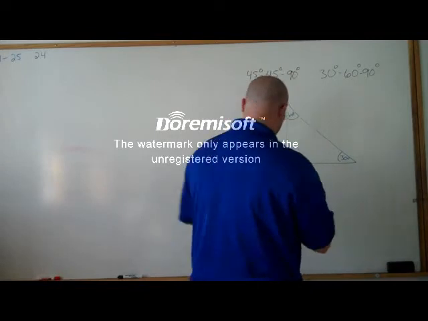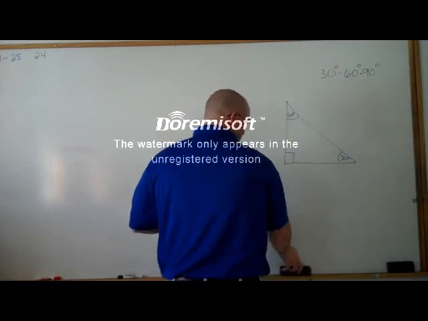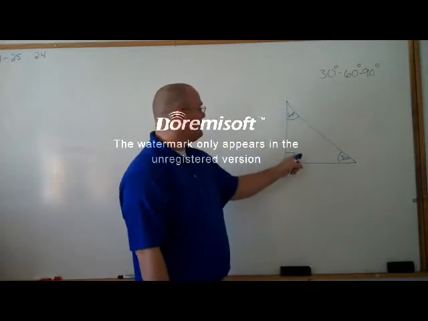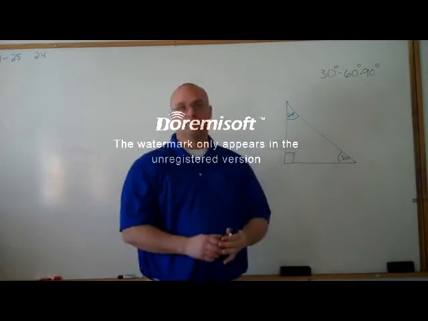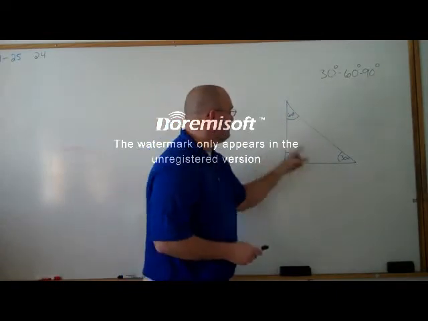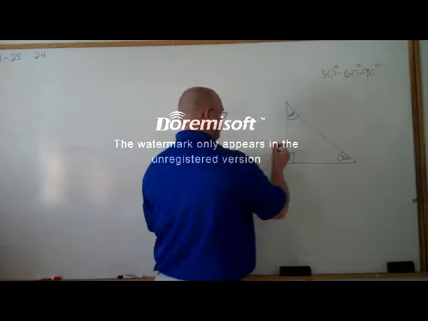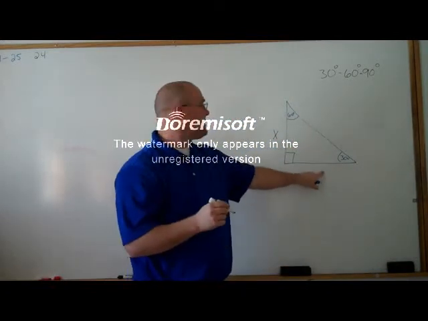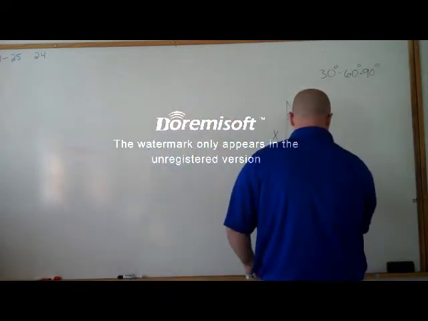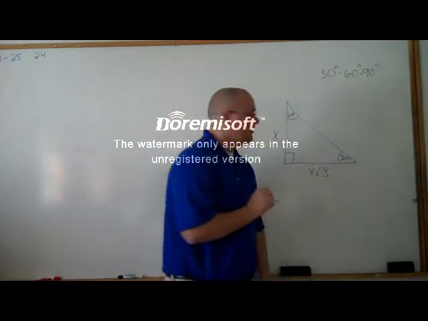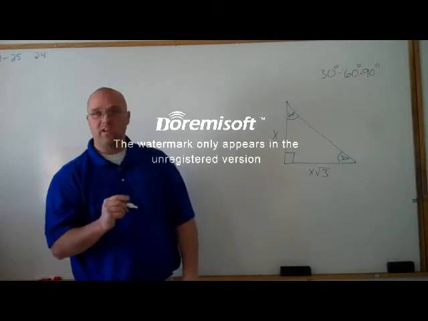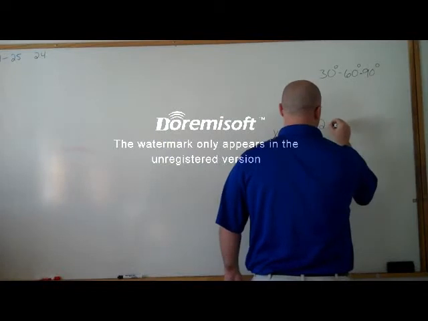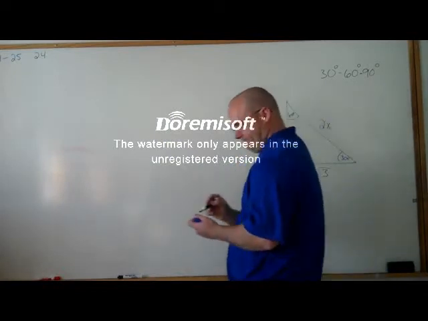All right. Now our second special triangle is our 30, 60, 90. There's our 90, 60, and 30. Okay? The small side is going to be x. The medium sized one is going to be x times square root of 3. And the hypotenuse is always going to be 2x.